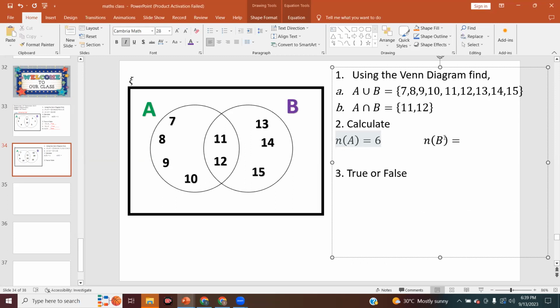And Kendrinique Falls, what are the number of elements in B? 13, 14, 15. What is the number of elements? Like how much? 5. Very good. 5. What are those 5 elements? 11, 12, 13, 14, 15. Very good. So let's do this question.